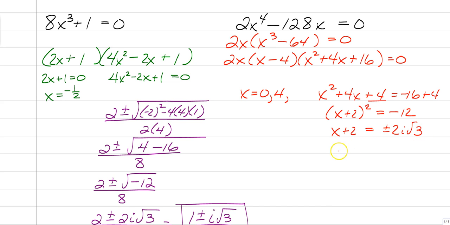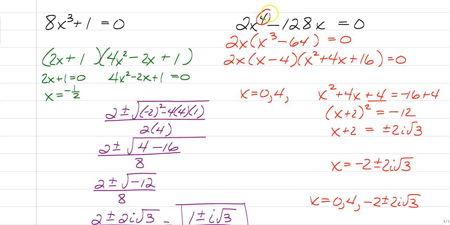Subtract 2 from both sides, and you have x is equal to a negative 2 plus or minus 2i root 3. And of course, we also have our 0 and 4. So x is equal to a 0, 4, and a negative 2 plus or minus 2i root 3. So if you think about it, plus or minus, that's 2 solutions, 1 solution, 1 more solution. That's 4 total solutions. There you go.